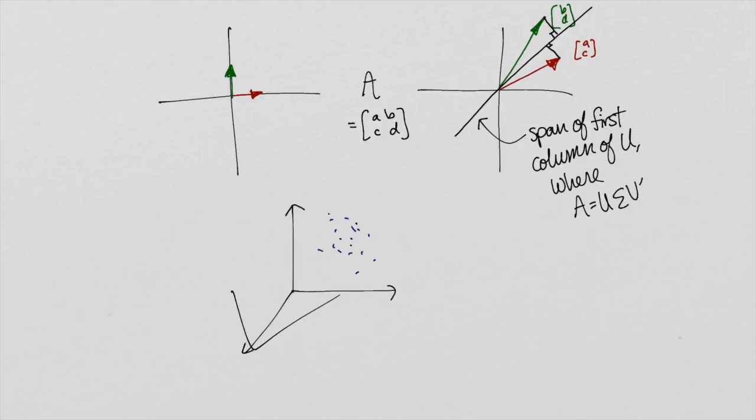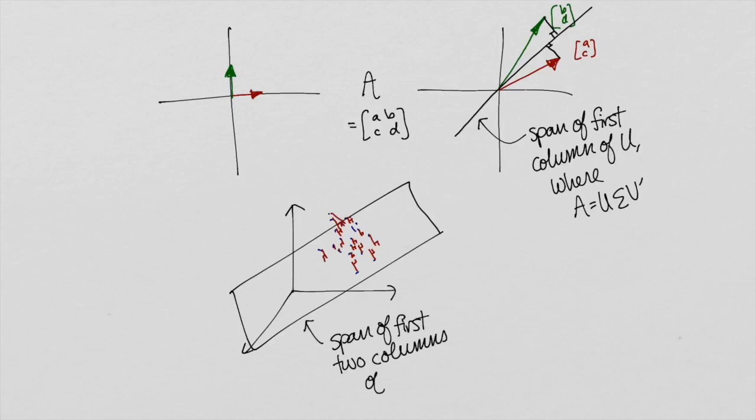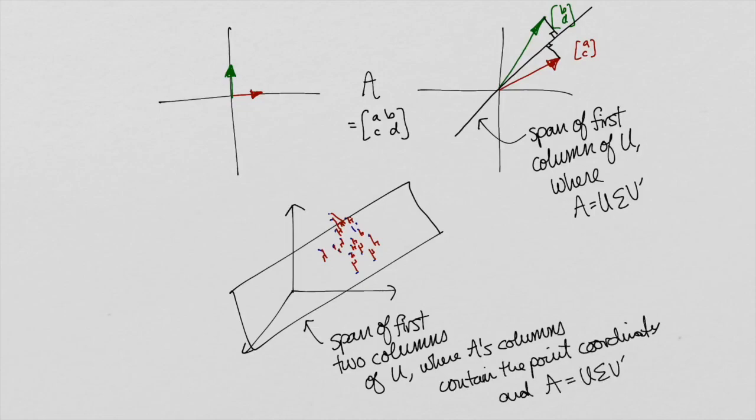Similarly, the k-dimensional vector space, which minimizes the sum of squared distances to a set of points in R^n, is the span of the first k columns of the U matrix in the singular value decomposition of the matrix obtained by arranging the coordinates of the points as columns in a matrix.